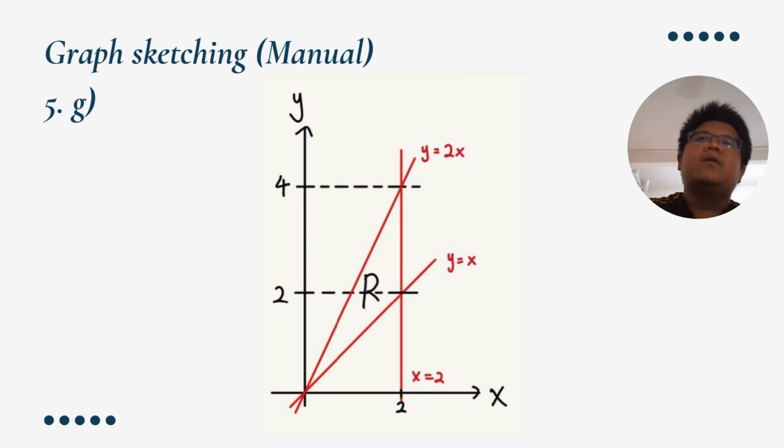And now this is the graph of question 5g. From the question given, there are three lines which bound the region R, which are y equals x, y equals 2x, and x equals 2. And we can see that the region R is a triangle shape in this graph.